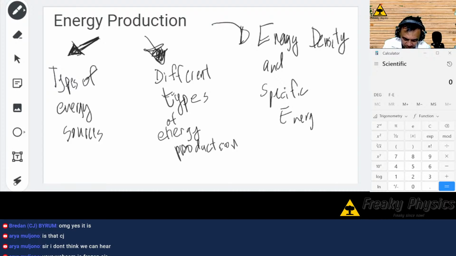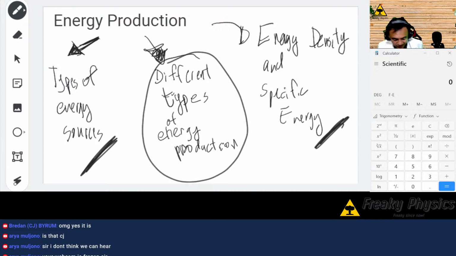Let's start with the short ones. This is short, and this is short. This is kind of long. What I normally do with my students is I ask them to make reports on this because if I do it all, it kind of gets monotonous. But anyway, let's go back to the types of energy sources, right?